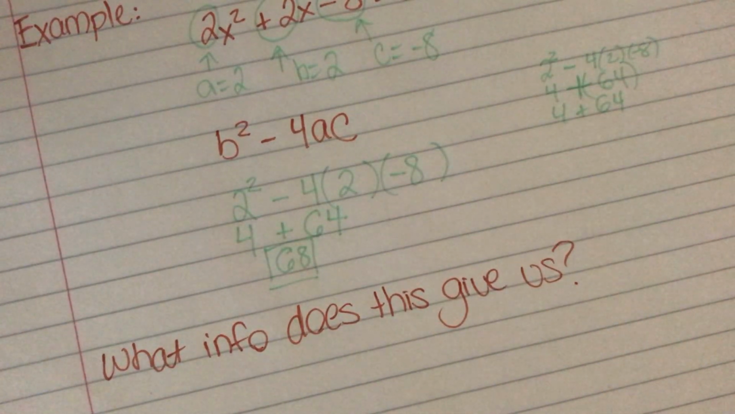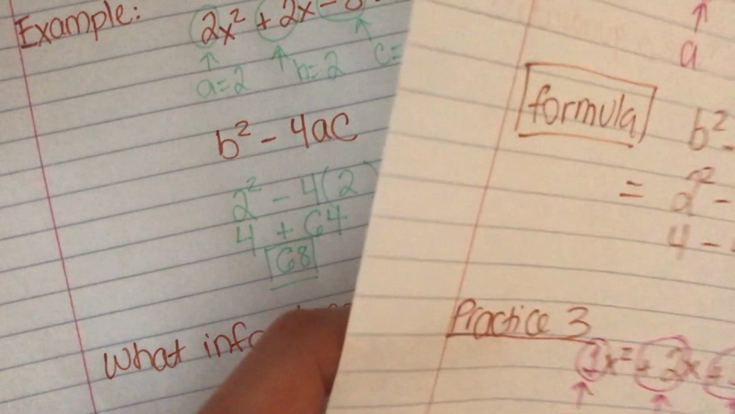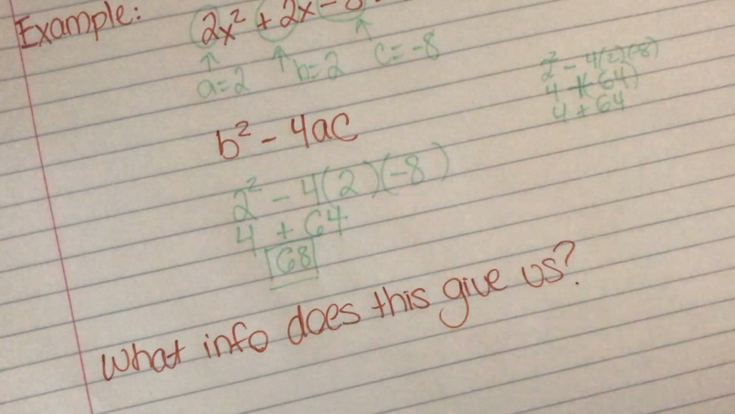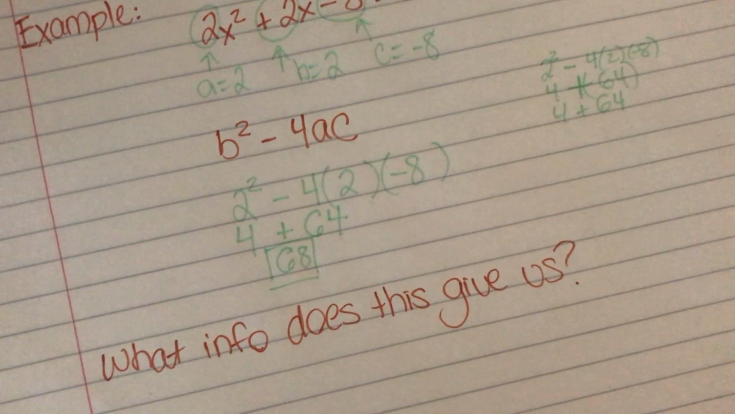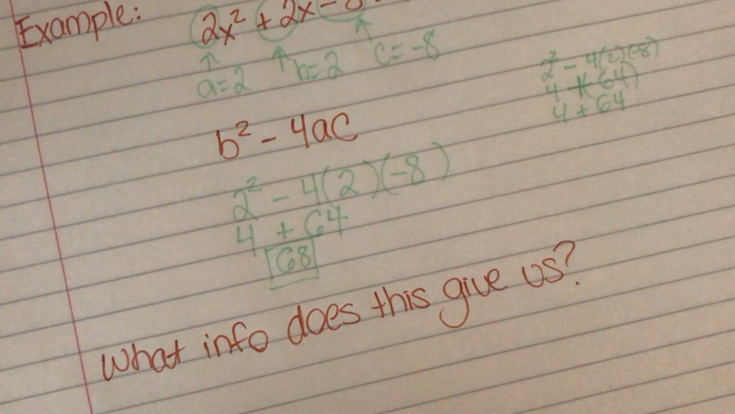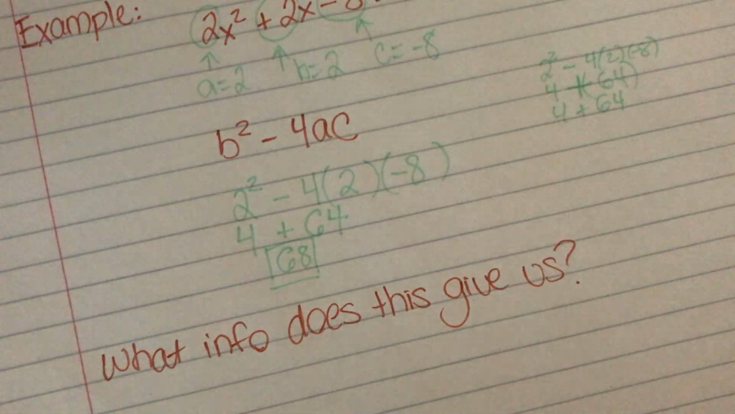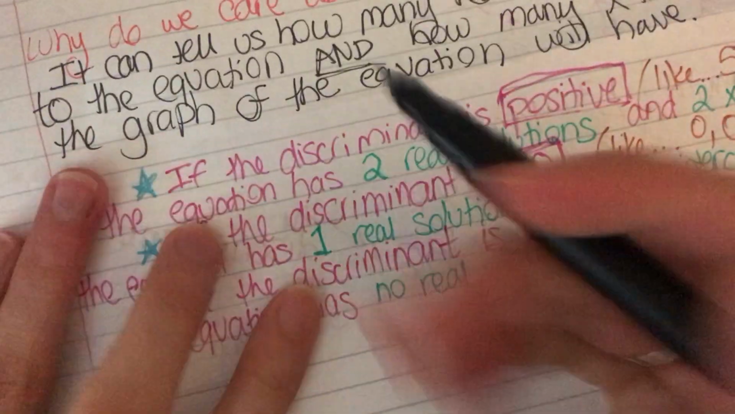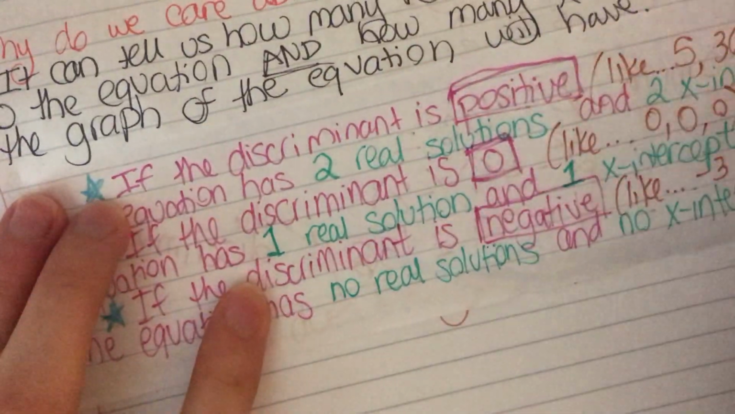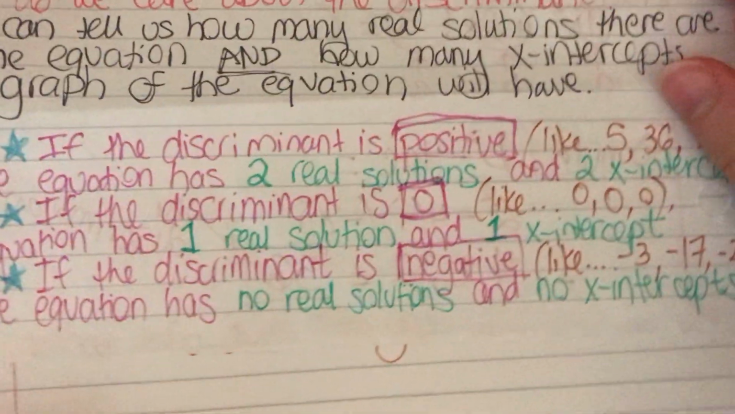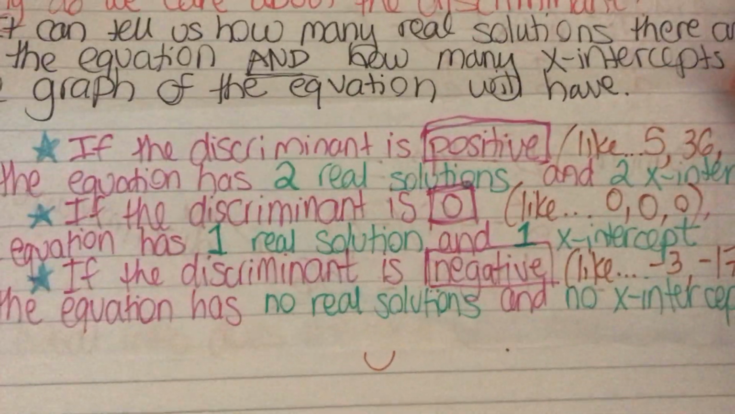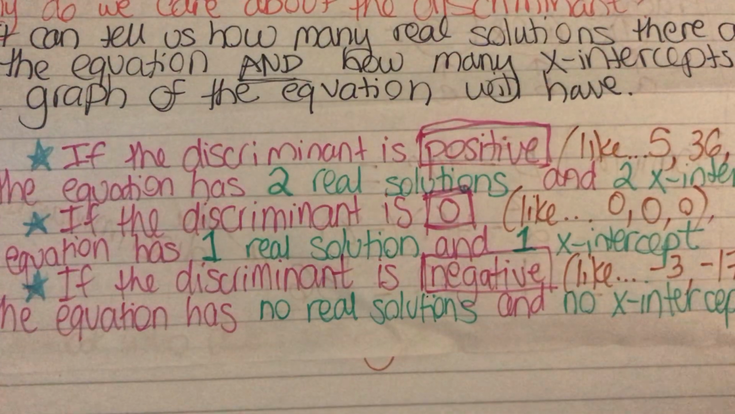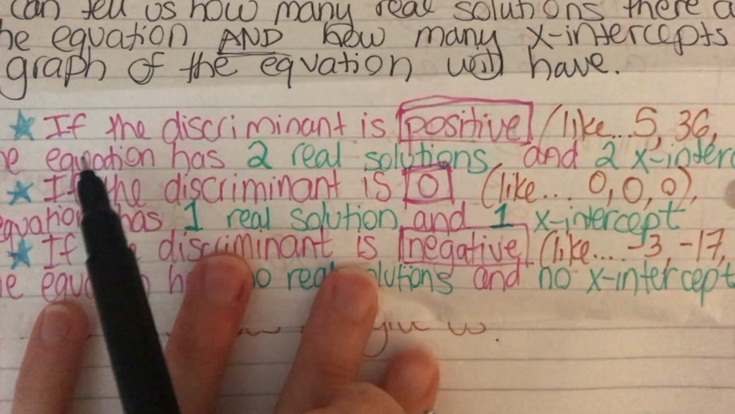Okay, the next part's a little bit wordy, so I apologize. If we were in school, I would probably have been able to just go ahead and print this out for you guys. But I want you to go ahead and take a moment, just this bottom part here, starting with the star, if the discriminant is positive. So I'm going to read this through, and then I need you to write this down for me, okay?